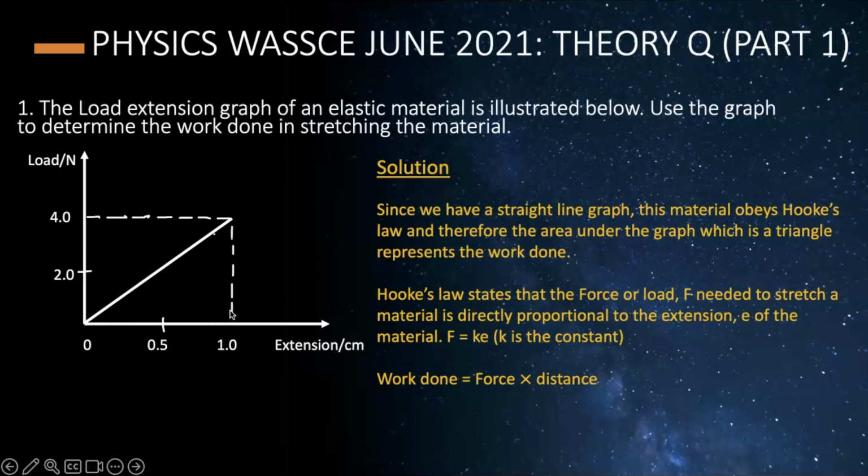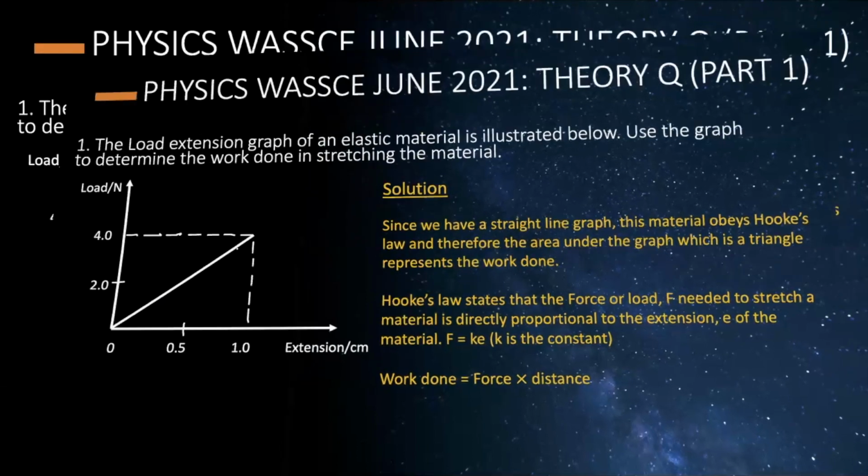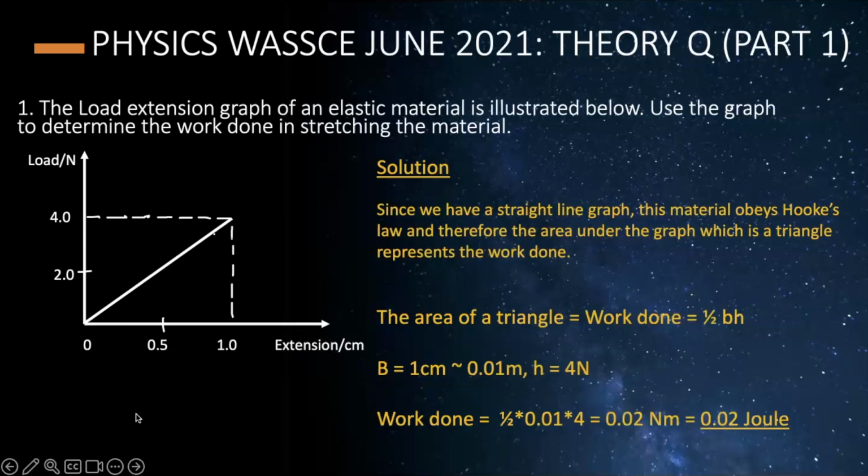And so we have a triangle, and this triangle, if you want to find the area under here, is usually given by half of the base times the height. Now, this actually will be half of the area of a rectangle. Again, emphasizing to you that what you need is just a triangle. So if we take the base, which is 1 centimeter, and take the height, which is 4 Newton, and apply that into this equation, we will get the work done.